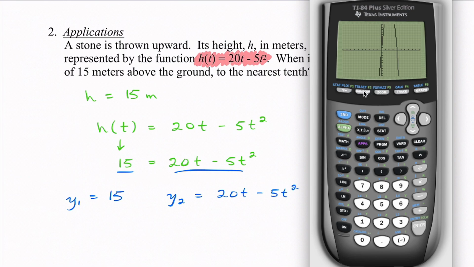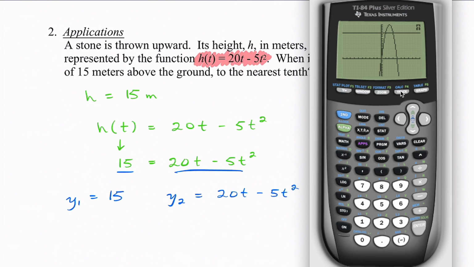What I've got to do is go to my window, and I'm going to make the max for the y go up to at least 15. I'm going to go a little bit more so that I can see my whole graph. So I'm going to set it to 20, go back to my graph. I can see it's a lot higher now. So now I have this line and I have the parabola, and I can see where they cross.